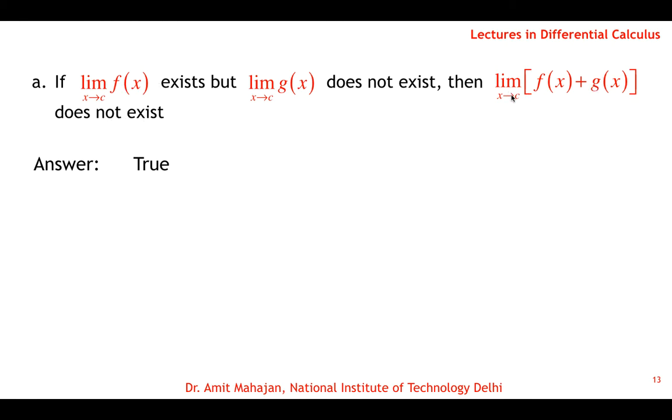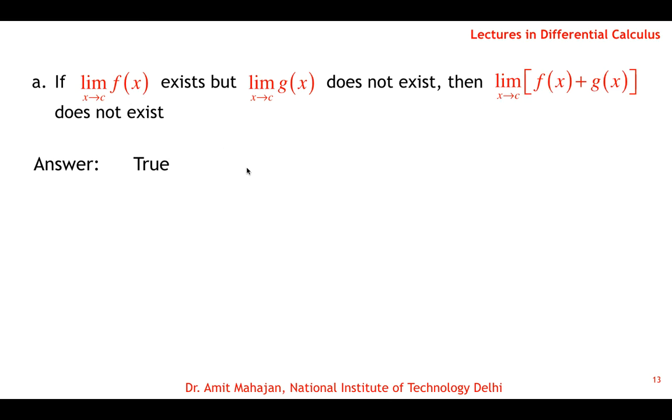So by the difference rule, the limit of this minus this must also exist. But the limit of f(x) plus g(x) minus f(x) is actually the limit of g(x), which does not exist. So our assumption that this limit exists is false, because if it existed, then the difference of the two must also exist by the difference rule. Because this does not exist, this should also not exist. So this statement is true.